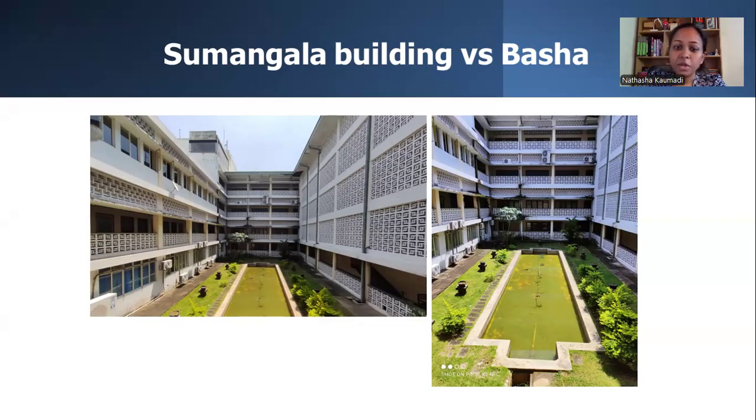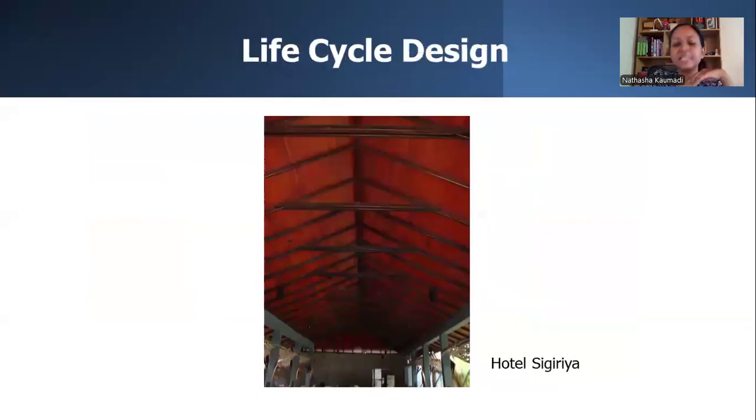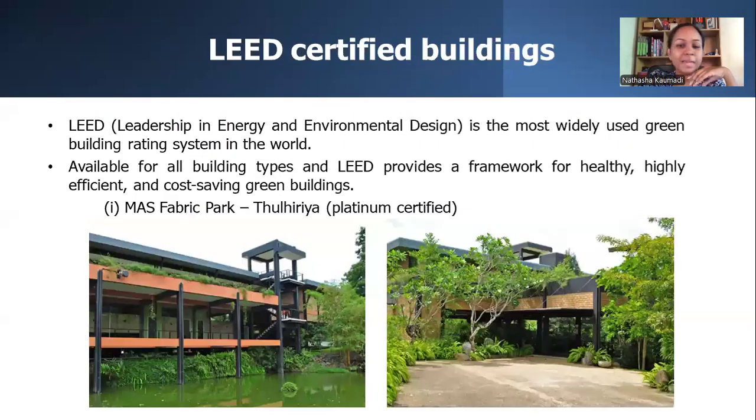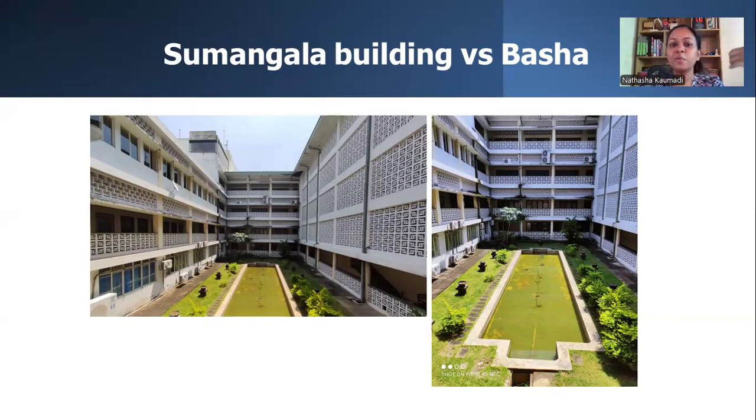And also, if we take, now I have not added a picture, if we take Basha as a negative, like a bad example for this environmentally friendly, or you call this life cycle design. Basha is a bad example. Why?